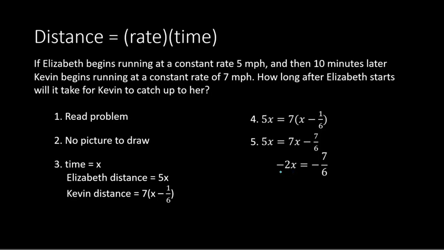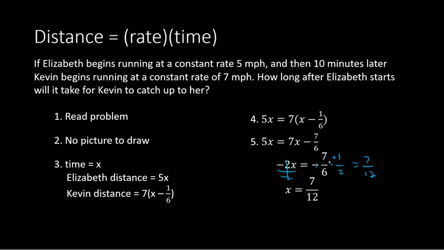And then we can get rid of the negative 2 with the x by dividing both sides by negative 2. When you divide by negative 2, that's the same thing as multiplying by negative 1/2. So here, 2 negatives make a positive. We have 7 over 6 times 2, which is 12. So the answer is x equals 7/12 of an hour. That is how long it's going to take for Kevin to catch up with Elizabeth.